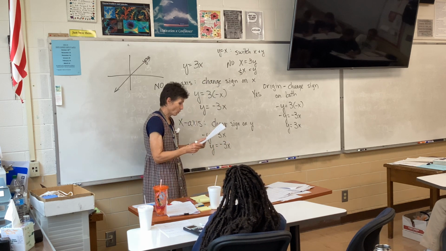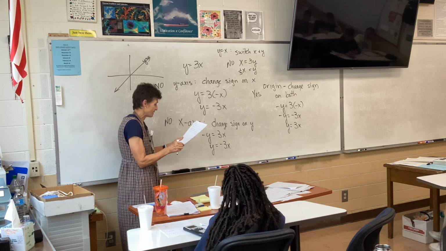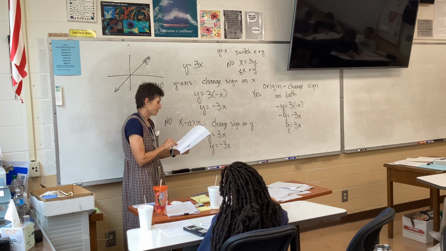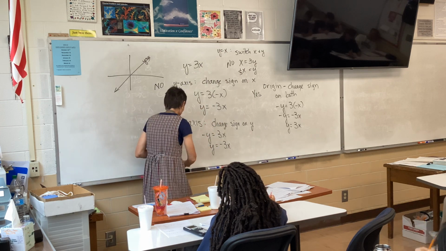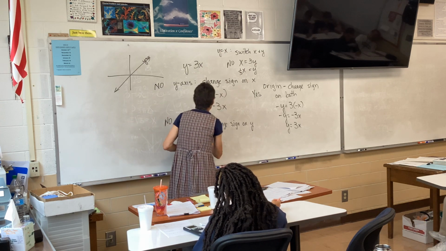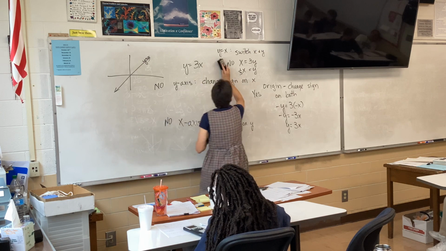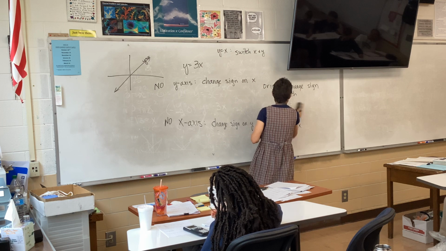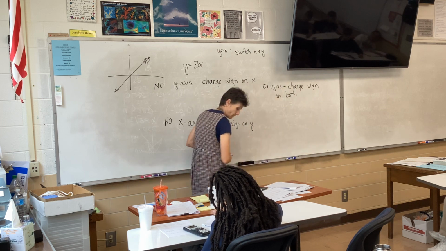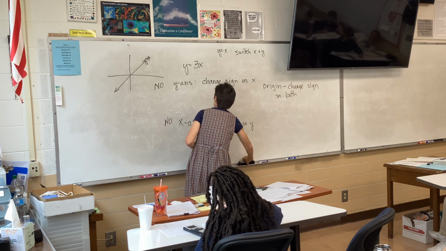All right, let's do one more. Which one would you like to do? B, C, D? Oh gosh, there's some on the back too. Which one, C? C. All right. So C, our equation is y equals x squared plus 3.